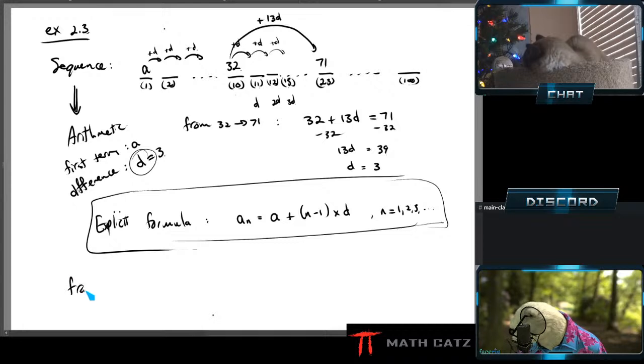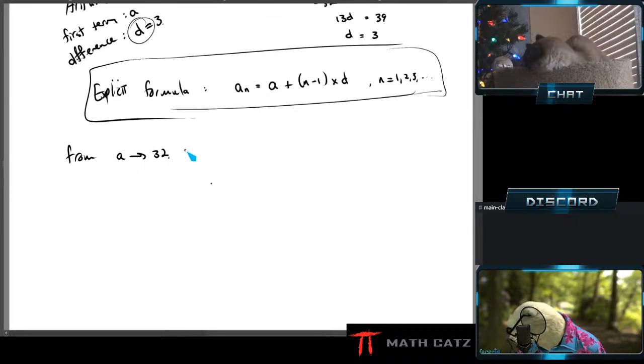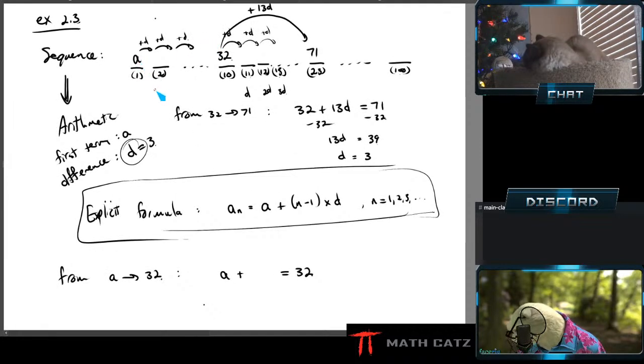So now from A to 32, we can say, well, A plus how many steps of D is going to get me to the 10th step. Well, I add 1D to get to position 2. To get to position 3, I add another D, so it's 2 Ds. So the number of Ds I add is 1 less than the position. 3 gets me 2 Ds, 4 will get me 3 Ds, 10 will get me 9 Ds.